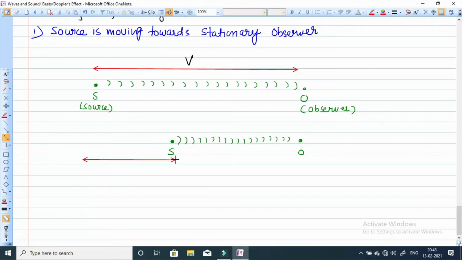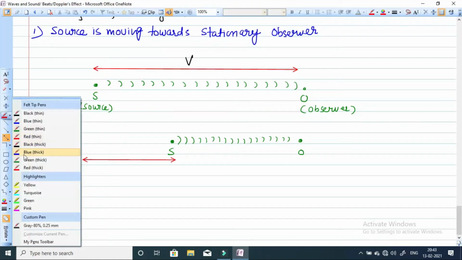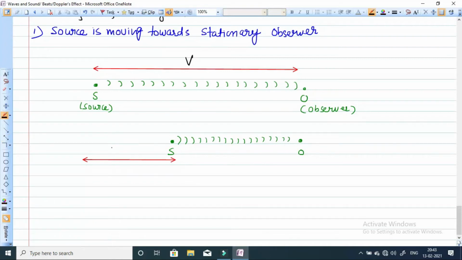Since it is moving towards the observer, this distance is Vs. The distance traveled by this source in 1 second is equal to speed into time, that is Vs into 1, which is equal to Vs. And taking the initial condition, if the speed of the wave emitted from source S is V, then in 1 second the distance traveled will be V into 1, equal to V. We are calculating this per second.